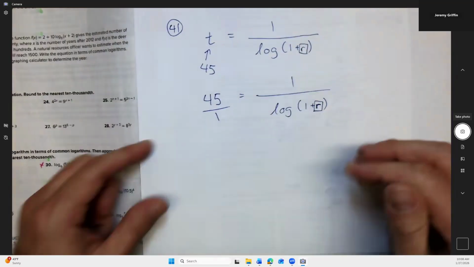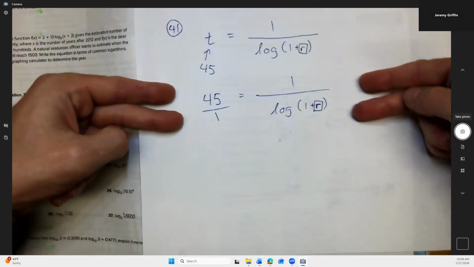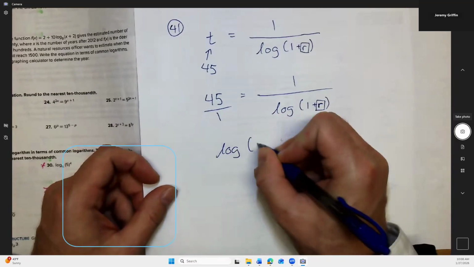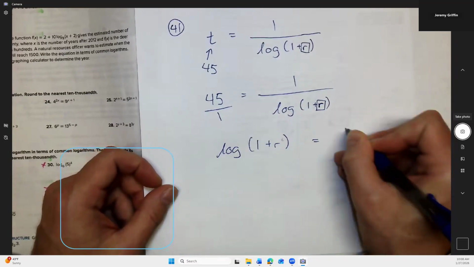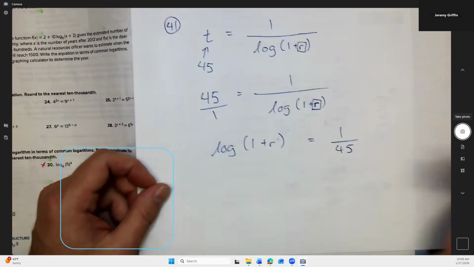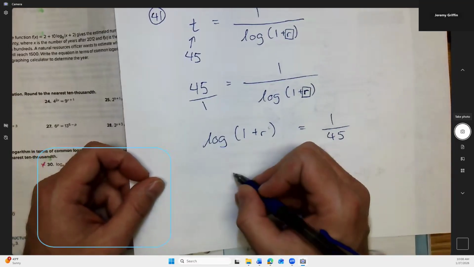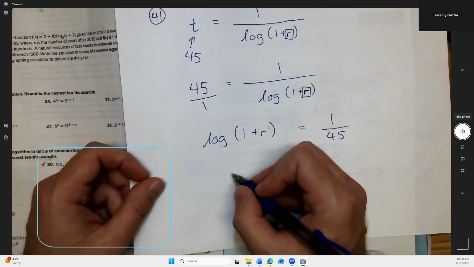Ooh, this may be a creative way. Guys, can I take the reciprocal of both sides? Can I do that? Yeah. Okay, so I could say log of 1 plus r is 1 over 45. I mean, that would be true. What's the next step? Multiply by 45.